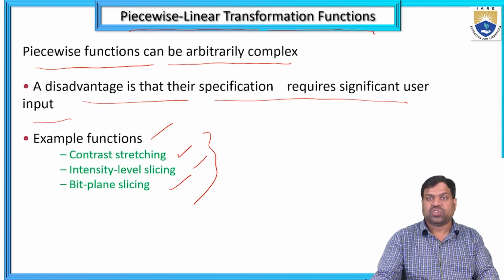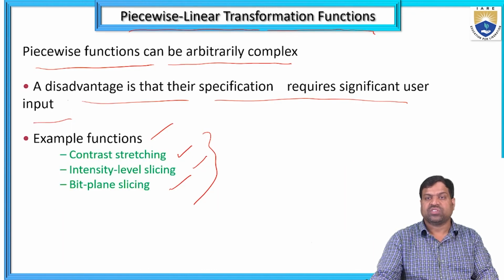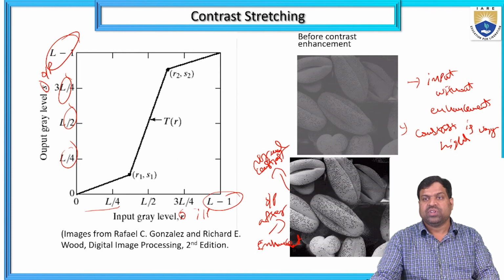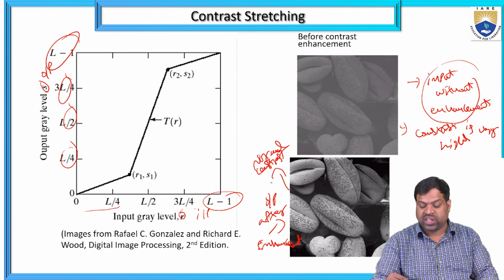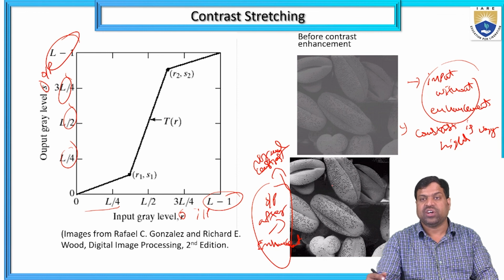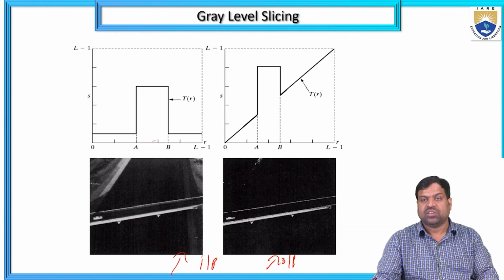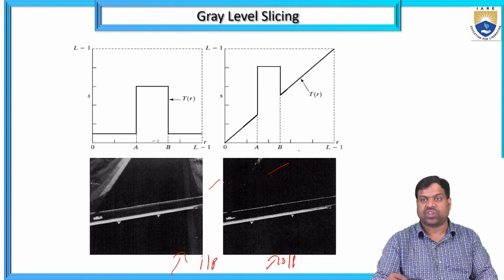The piecewise functions can be arbitrarily complex. So what are the piecewise arbitrarily complex functions? Contrast stretching, intensity level slicing, bit plane slicing. This is before contrast enhancement, meaning the input image without enhancement. This is the output image after the enhancement technique. Here the input and outputs are the intensities after the transformation. It is before enhancement and after enhancement.